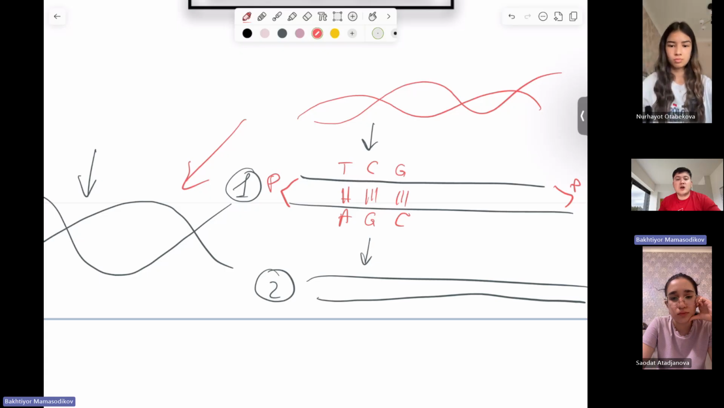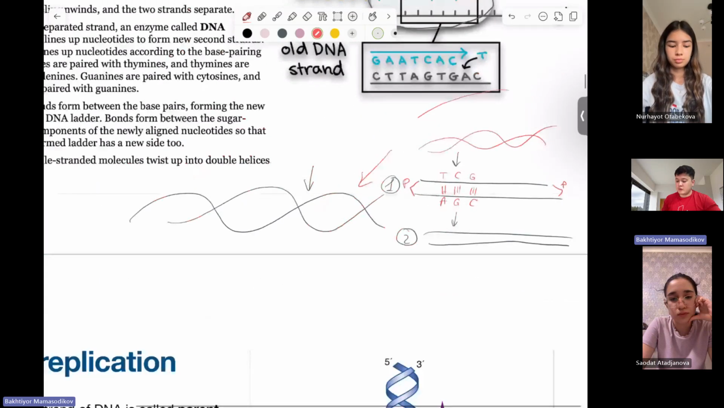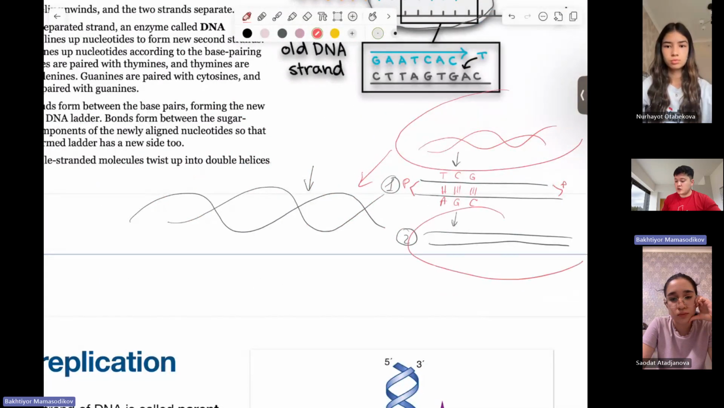Okay, now you have two identical zippers, one for each cell. When you divide the cell, you will have two cells, and you're going to have two exact copies of the information because all the information came from this DNA. Okay, any questions so far?